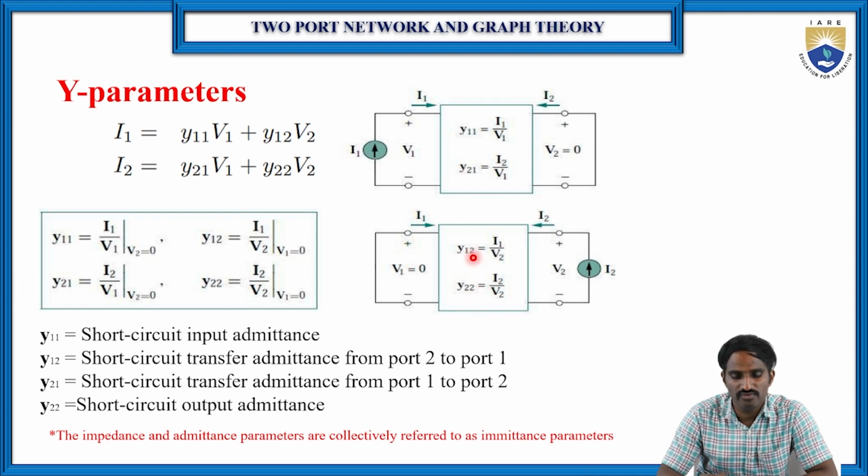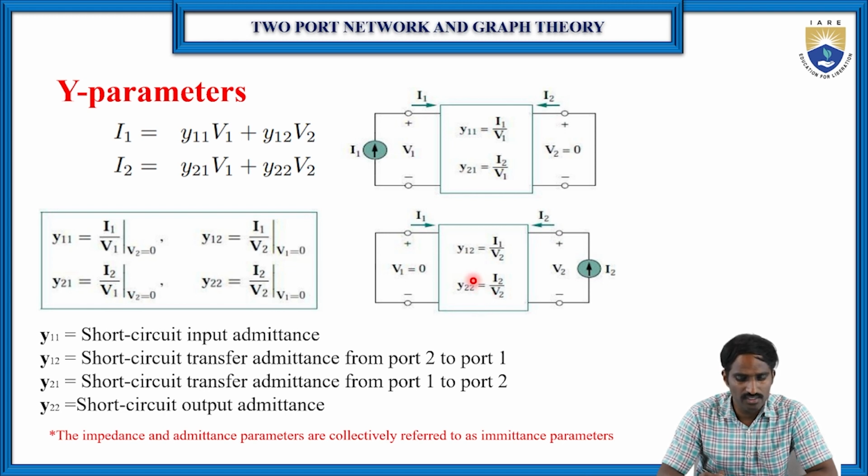Here I1 is the input side and I2 is the output side. That is why Y12 is the short circuit transfer admittance from port 1 to port 2. Similarly, Y22 is equal to I2 by V2. Here I2 and V2 both refer to the secondary side, so these are output side parameters. That is why Y22 is called the short circuit output admittance.